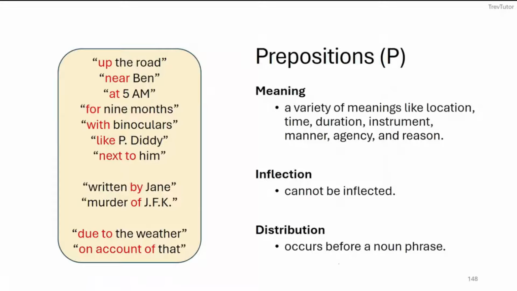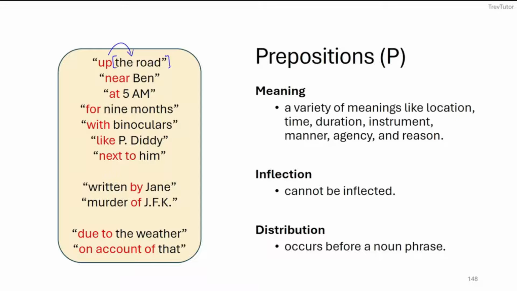Now, the last one is prepositions. Prepositions cannot be inflected, so we don't have to worry about different forms of prepositions, and their meanings are a little bit confusing. I say confusing because there are so many different possible meanings for prepositions that it's not really helpful to use meaning as a diagnostic tool. It's often better to use distribution, and that is that prepositions always introduce noun phrases. We'll learn what noun phrases are a little bit later in more detail, but think about it as a noun with all of its descriptive words or modifiers.